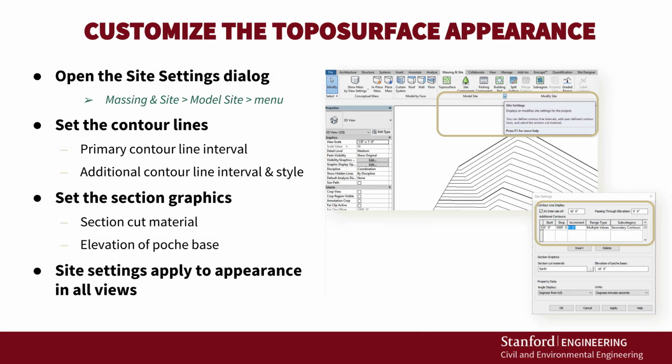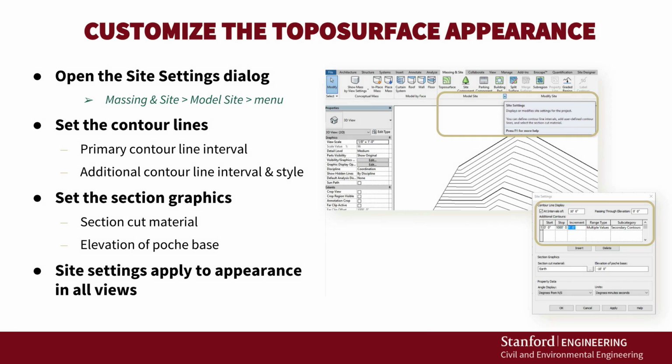With that Site Settings dialog open, you can set the contour lines. You see at the top of the dialog is the interval for the primary contour lines. In this case, it's set to put a primary contour line at every 10 feet. And then you could also set an additional interval for secondary contour lines. For those secondary contour lines, you can set the increment of how often you'd like them to appear, as well as setting the line style.